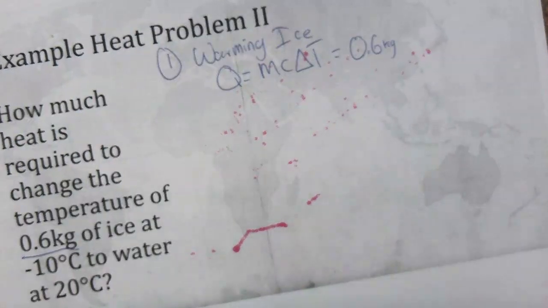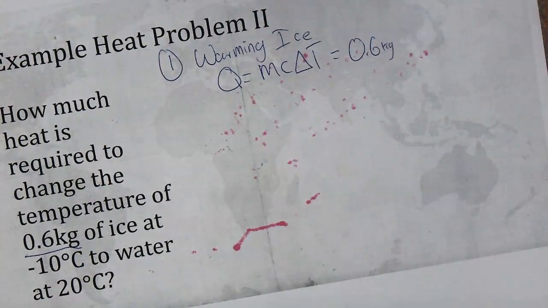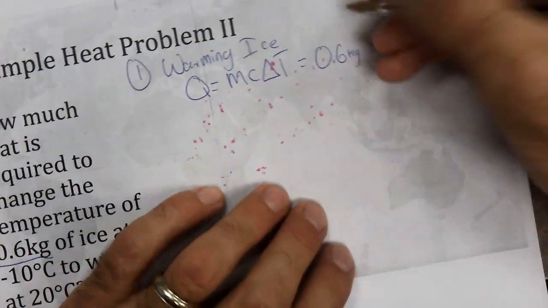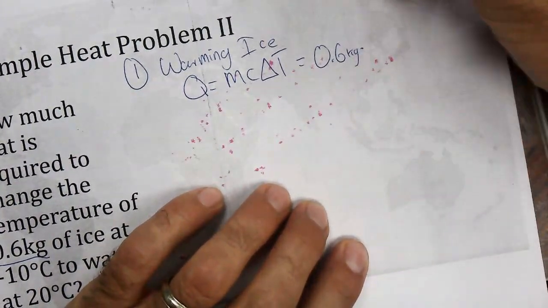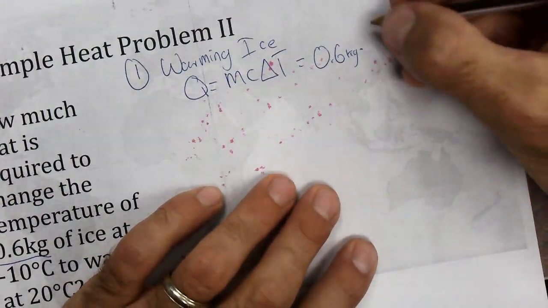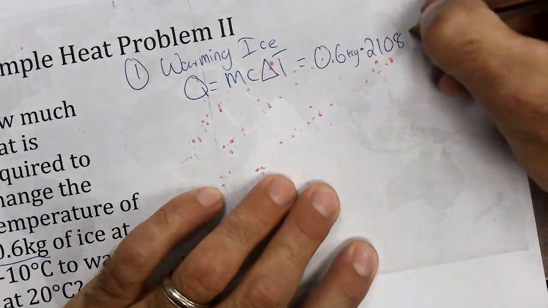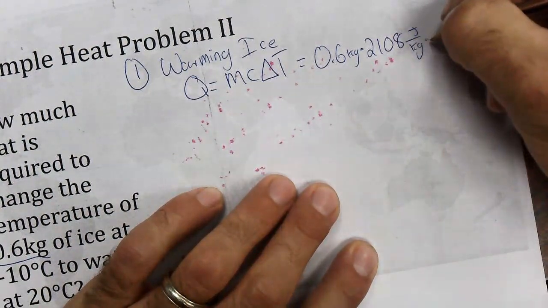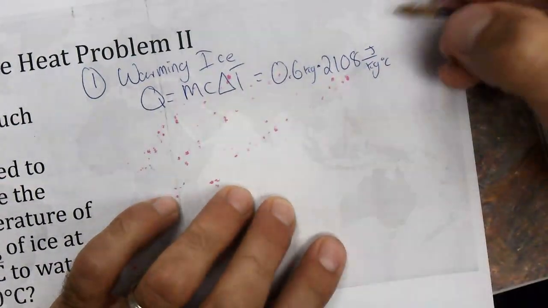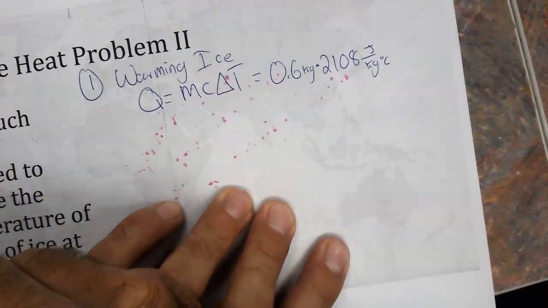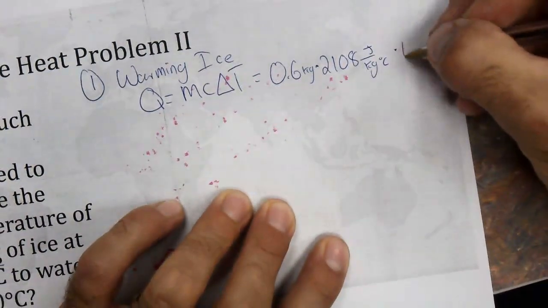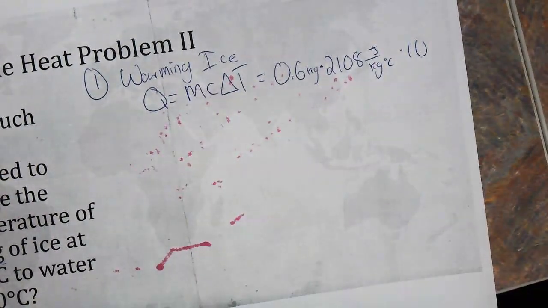Now, that's a great question. If you look at the worksheet I gave you, the C of ice, C of steam, C of water. Just look at the top, it'll tell you the C of ice is 2108 joules per kilogram degrees Celsius. And then we need the change in temperature. I'm going from -10 to 0, so the change in temperature is 10. And that will give you a number.